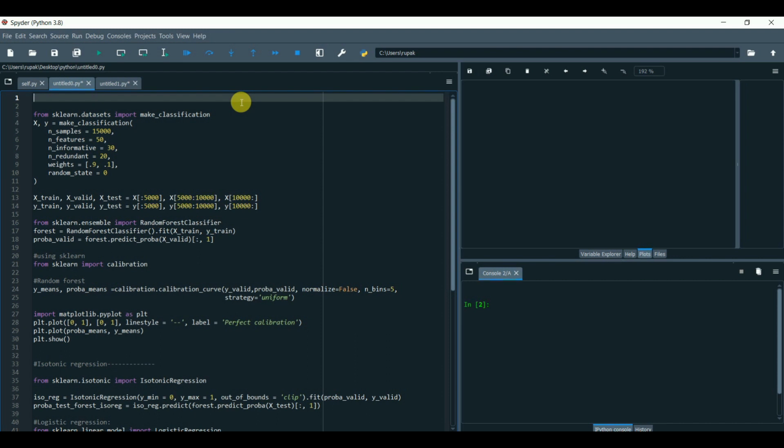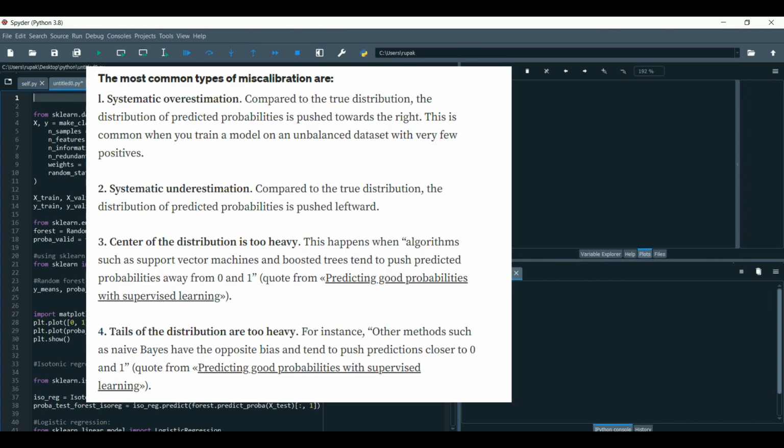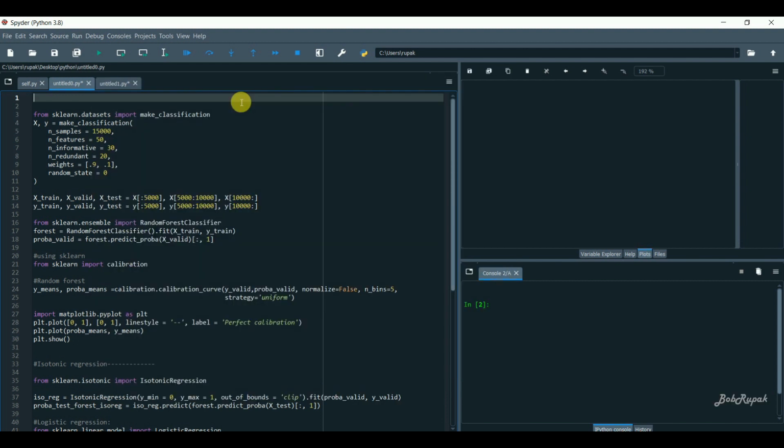But do remember, calibrating the model does not guarantee an improvement in the existing model's metrics like accuracy, precision, or recall, which also play an important role. The most common types of miscalibration are systematic overestimation, systematic underestimation, center of the distribution is too heavy, and tails of the distribution are too heavy. The other use case we can think of is ensembling. When we want to combine many probability models, having uncalibrated predictions makes a difference.